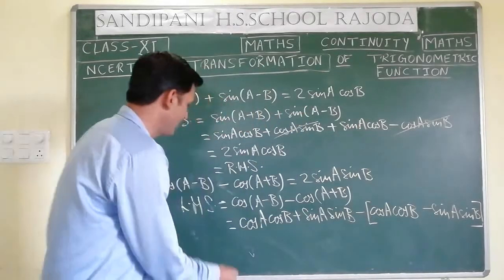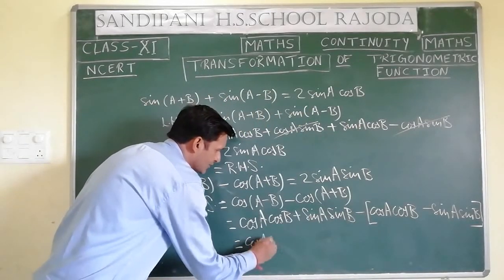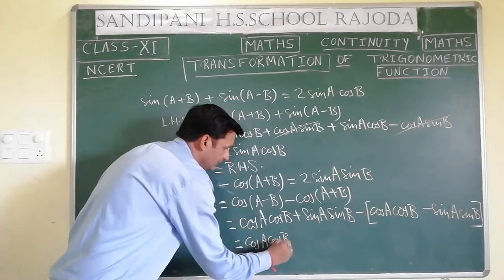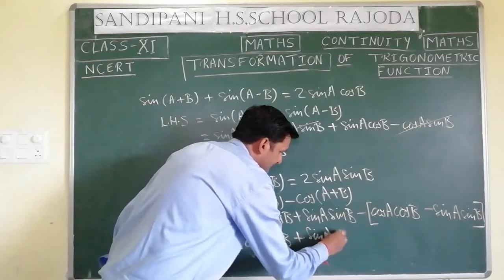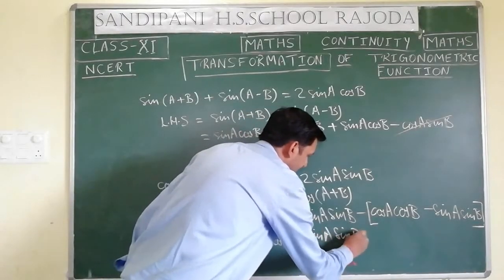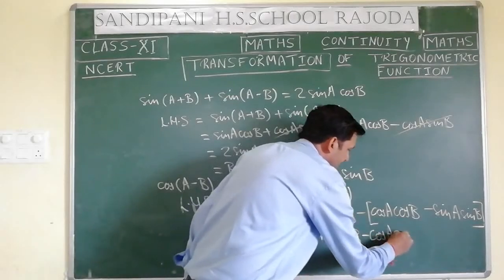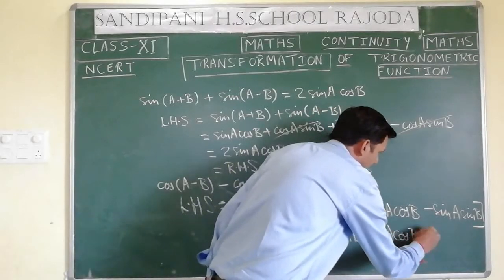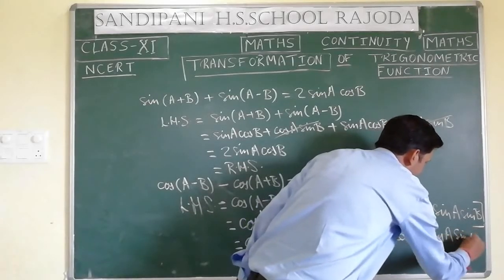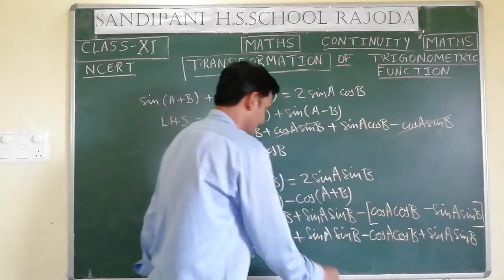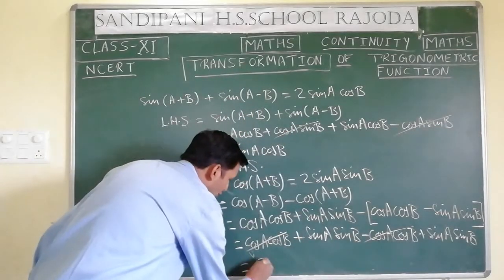So it will be equal to cos A cos B plus sin A sin B, minus cos A cos B plus sin A sin B. So this cos A cos B will be cancelled here, and here it is equal to 2 sin A sin B.